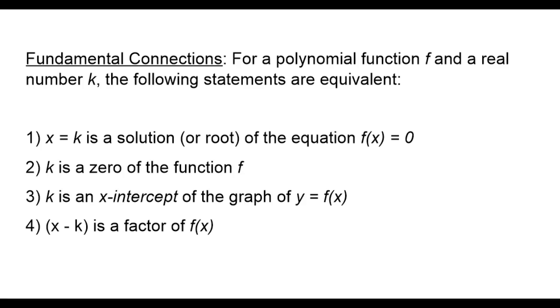For a polynomial function f and a real number k, the following statements are equivalent. The first one, x equals k is a solution or root of the equation f of x is equal to 0. k is a zero of the function f. k is an x-intercept of the graph of y equals f of x. And x minus k is a factor of f of x. Okay, so the solution or root is the same thing as the zero, is the same thing as the x-intercept. If all those are true, that's implying that x minus k would be a factor, all relating and referring to the same idea.